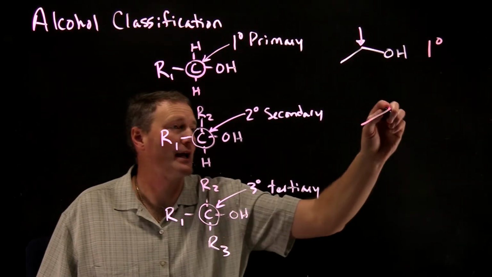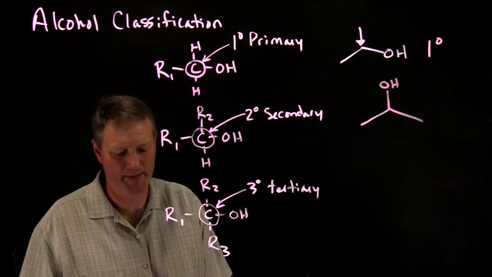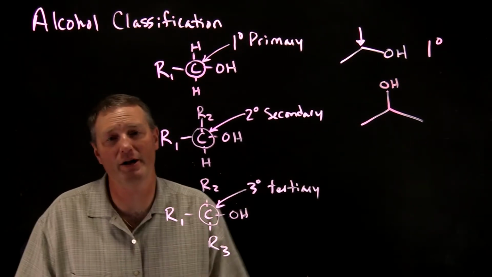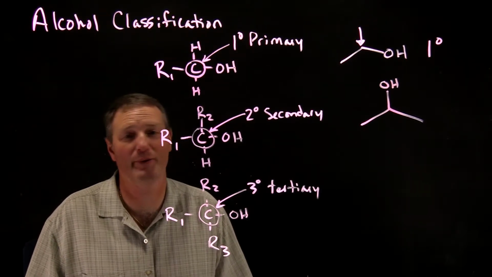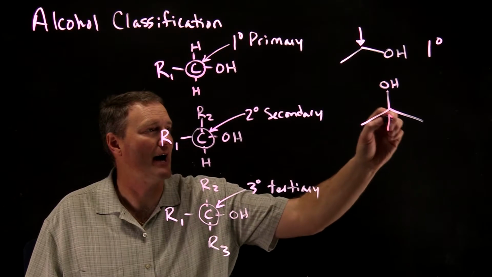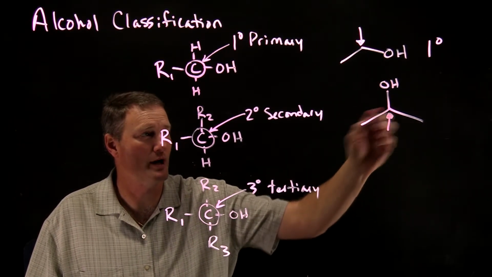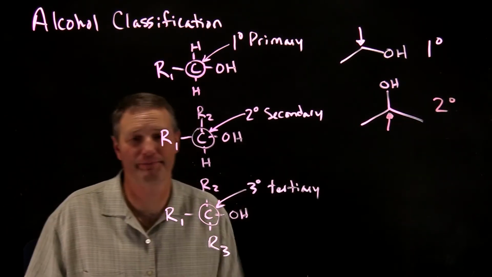Okay, let's look at another common alcohol. Many of you have probably run across. It's this one. This would be called 2-propanol or isopropanol, otherwise known as rubbing alcohol. So if you take a look again at the alcohol carbon, just count up the number of carbon substituents. Here it has 1 and 2, so this would be a secondary.